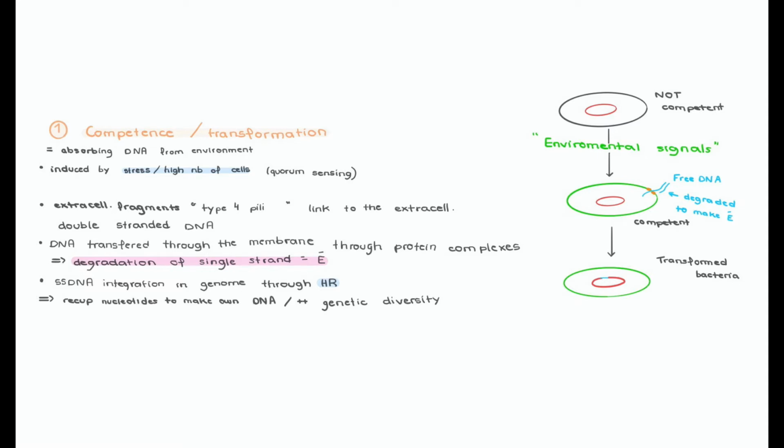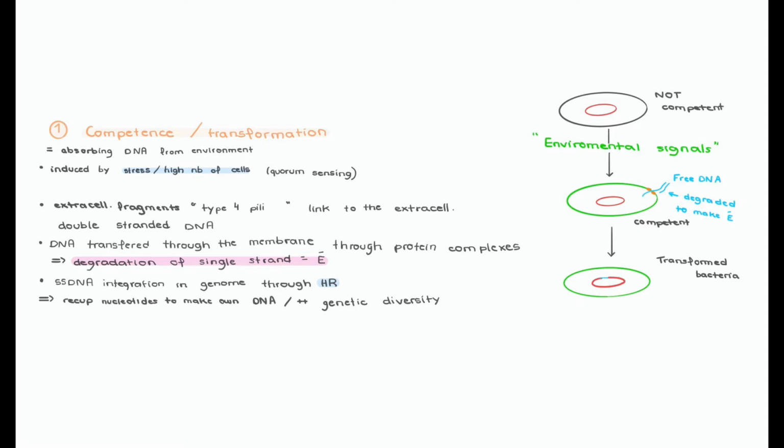This is where the pili come in, and this is the type 4 pili, and it's going to link to the free-floating DNA. It's going to grab it. One of the strands of this double-stranded DNA is going to pass through the membrane of the bacterial cell, while the other strand of the free DNA is going to be degraded and used as energy to actually get the first one in. Cool. All right, so now that the DNA has entered into our bacterial cell, what's the point?